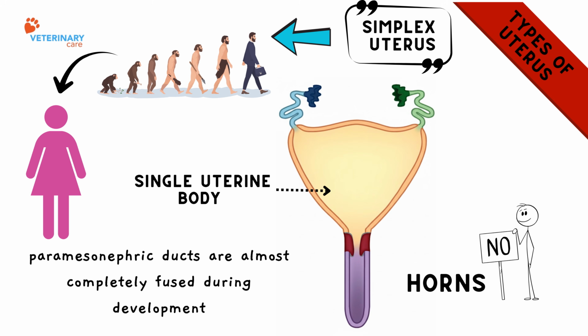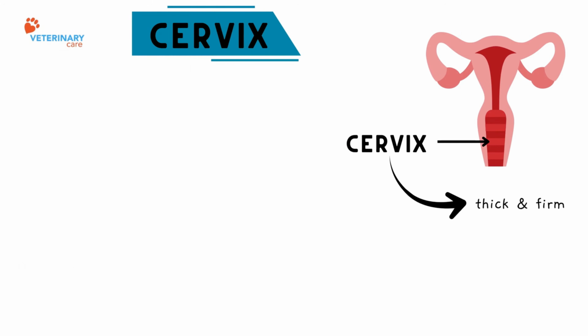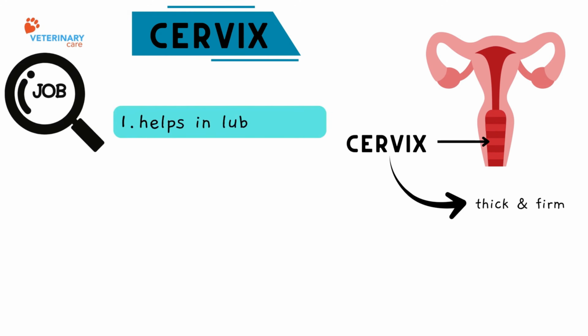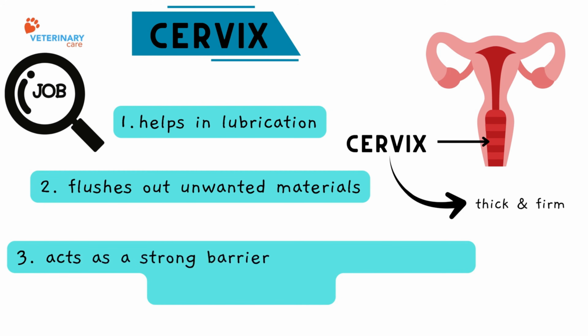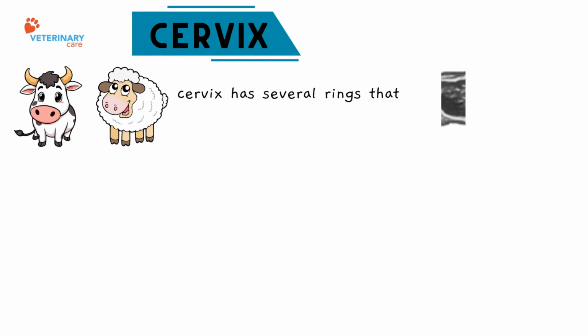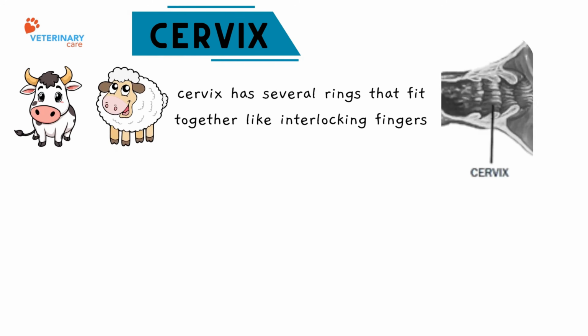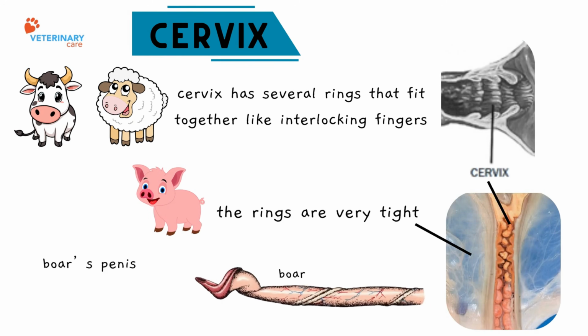Next we have cervix. The cervix is thick and firm, and it has three main jobs. It helps with lubrication, it flushes out unwanted materials, and it acts as a strong barrier during pregnancy to protect the uterus. The cervix's shape and structure can be quite different depending on the animal. In cows and sheep, the cervix has several rings that fit together like interlocking fingers. In pigs, the rings are very tight, so the boar's penis has a special corkscrew shape that helps it lock in during mating.